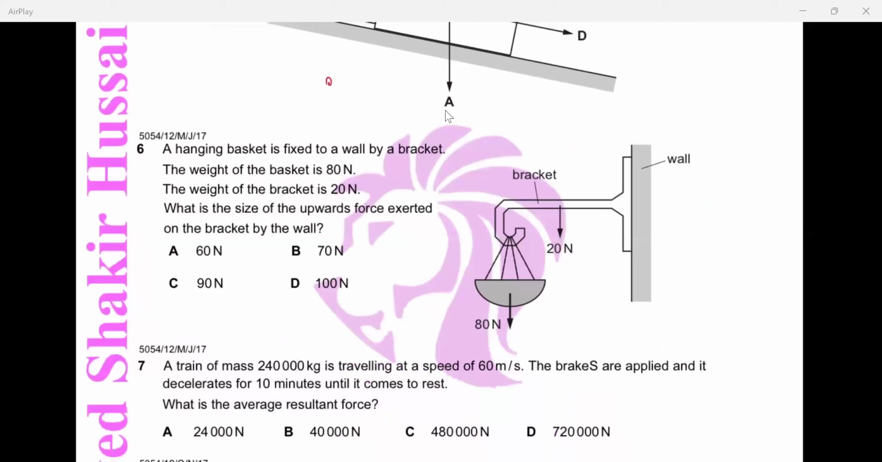A hanging basket is fixed to a wall by a bracket. The weight of the basket is 80. Weight of the bracket is 20. What is the size of the upward force exerted on the bracket by the wall? 20 downward, 80 downward, right? But it's not falling. So how much should the upward force be? Think, this pulls down with 20, this pulls down with 80, but it isn't falling, so how much upward force is acting on it?